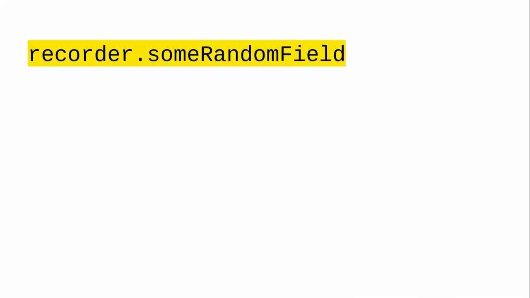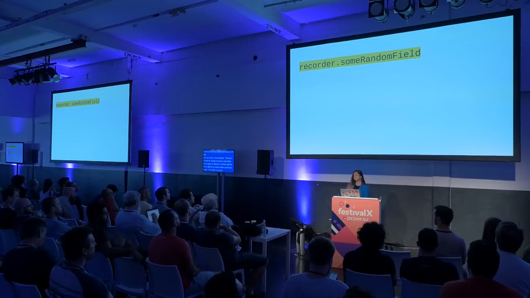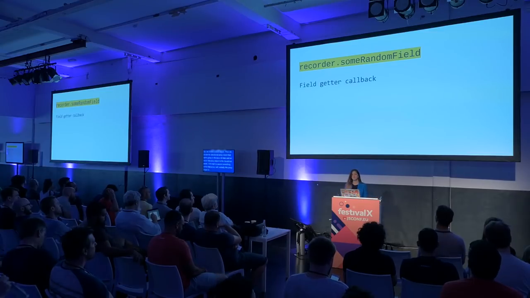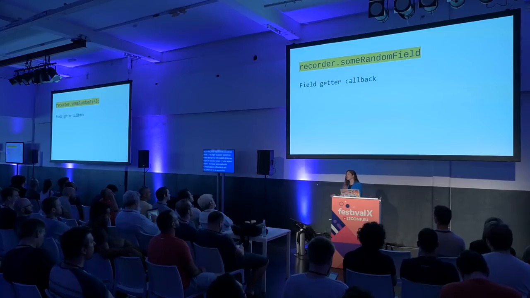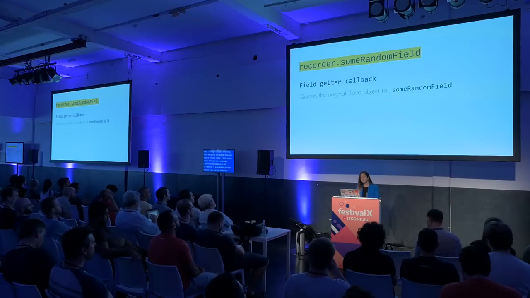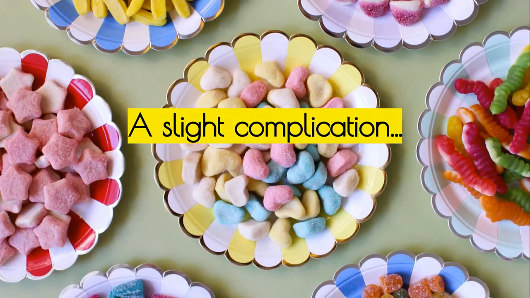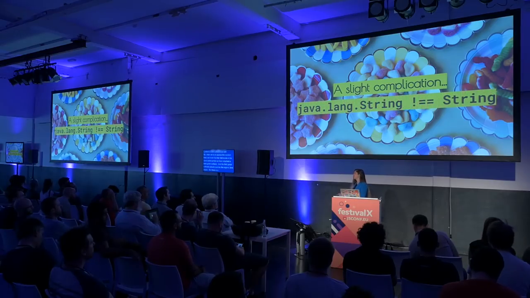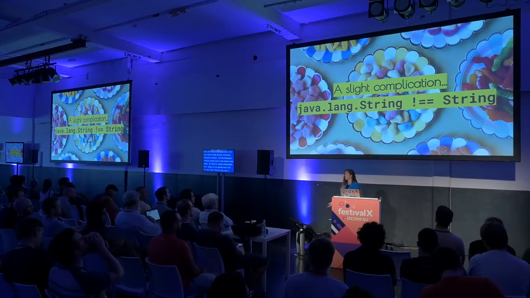If we try to access something inside that proxy, well, actually, this proxy object is not very simple. It's not a plain object. It contains some callbacks as well. So when we try to access some random field, we know that this field exists in the Java world, so we have attached a field getter callback. And the field getter callback actually queries the original Java object. But there is a slight complication here. OK, we can get a result from the Java world, but the data type is different from the JavaScript data type, right? So java.lang.String is not something that we can assign to a JavaScript variable.